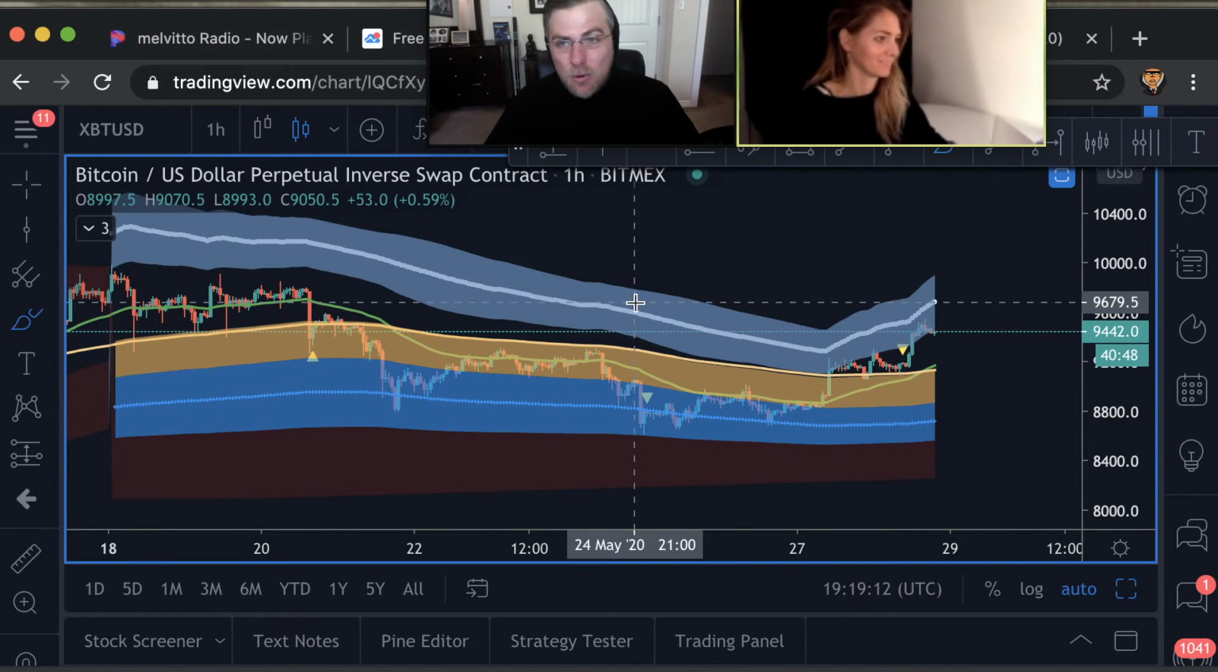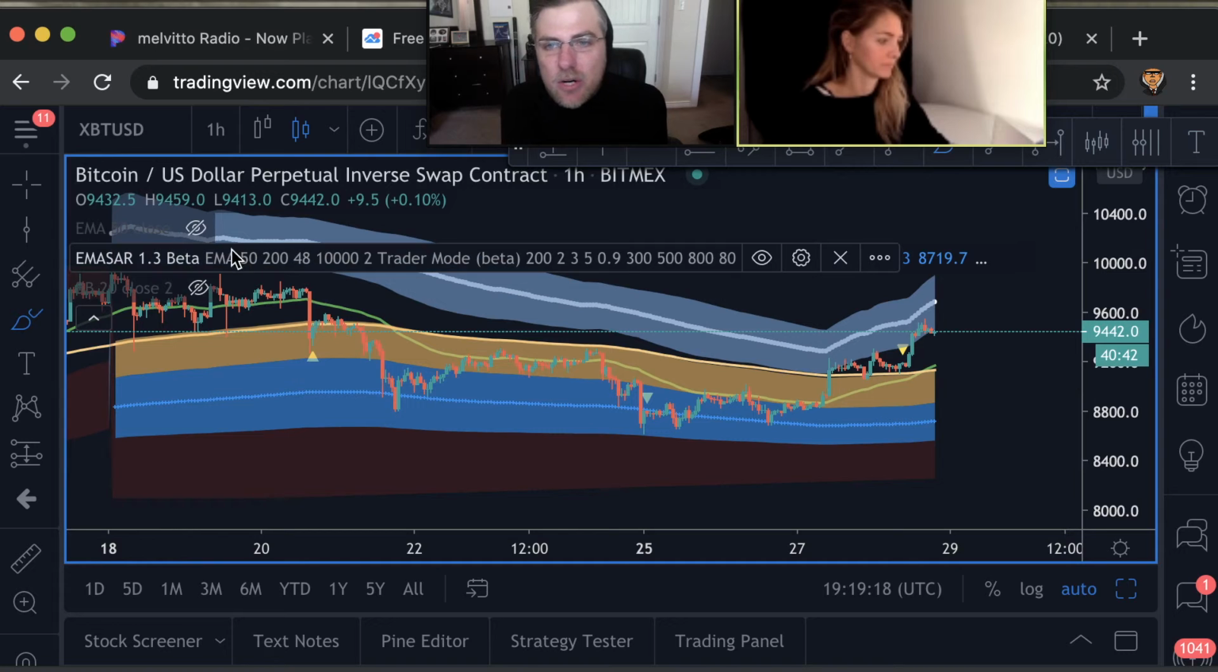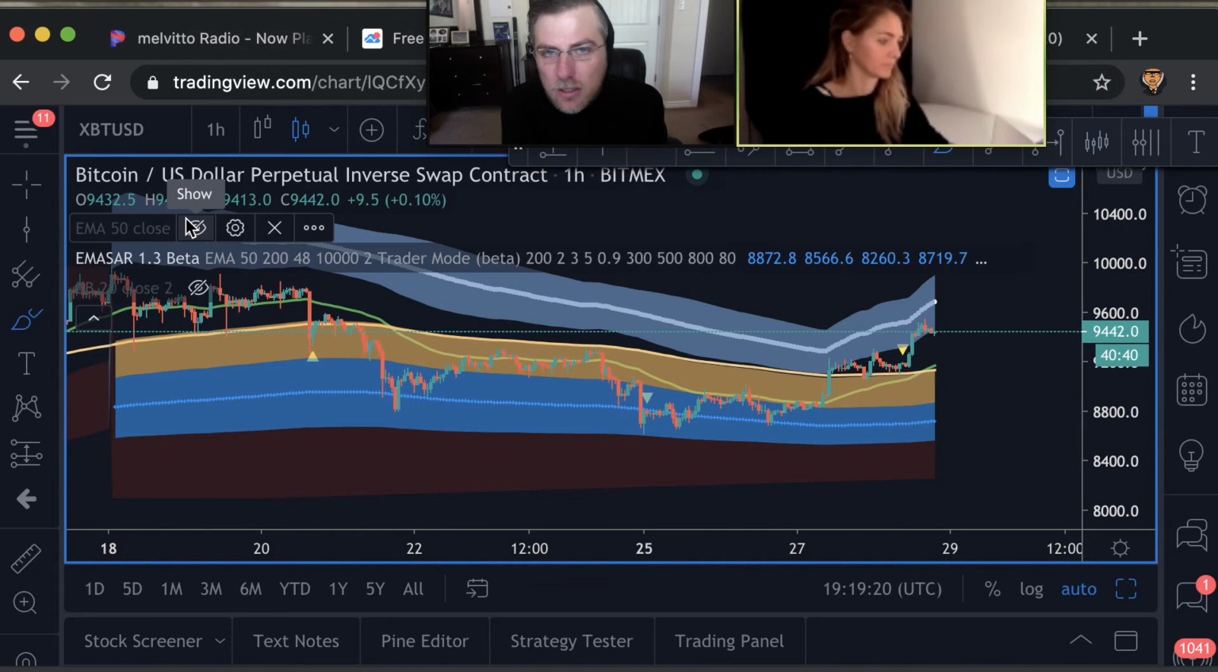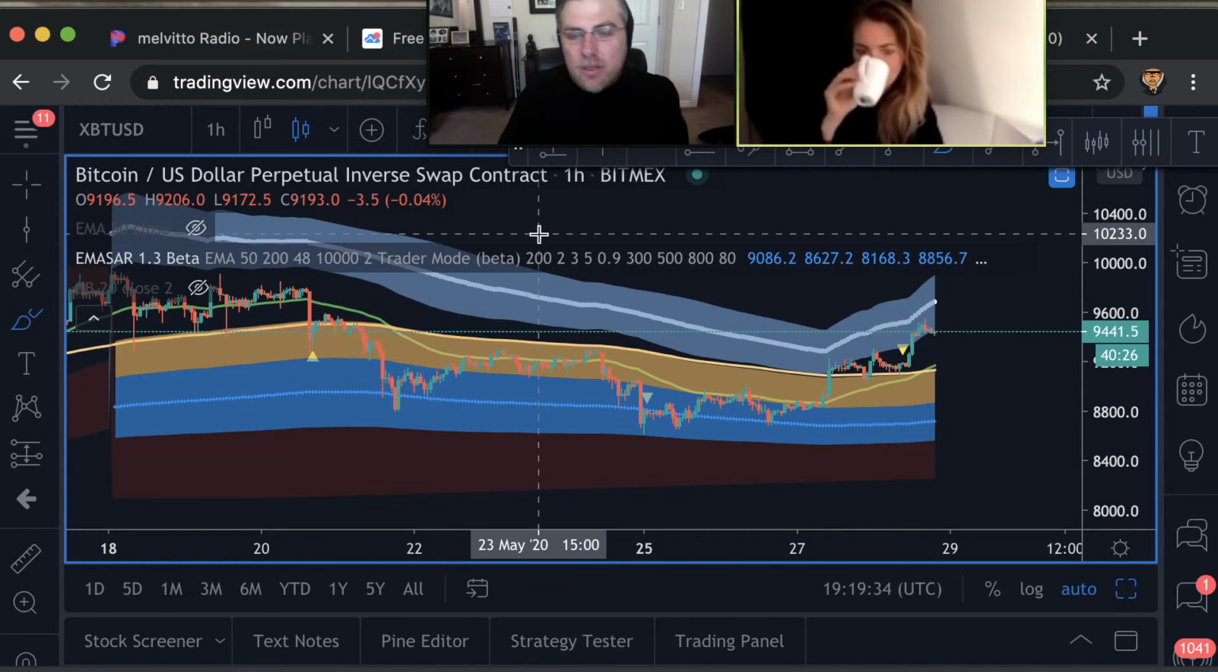Well, that has a lot more weight, and that is where I think I am actually in a good spot to compare EMASAR trader mode to the Ichimoku Cloud. That's been one of my favorite tools. I absolutely love it, and it puts me in a better position to compare trader mode with the cloud.